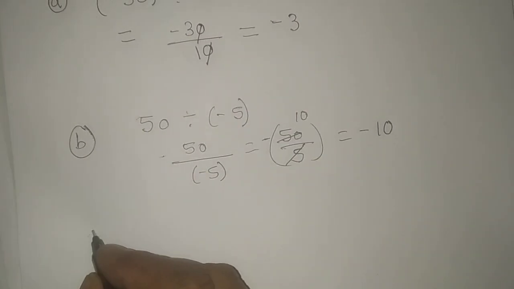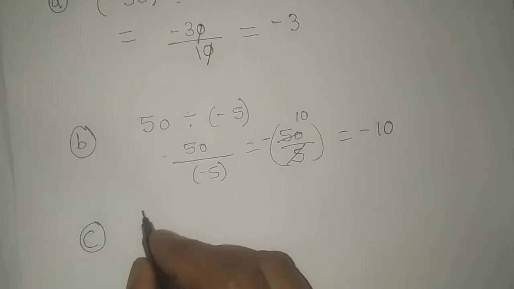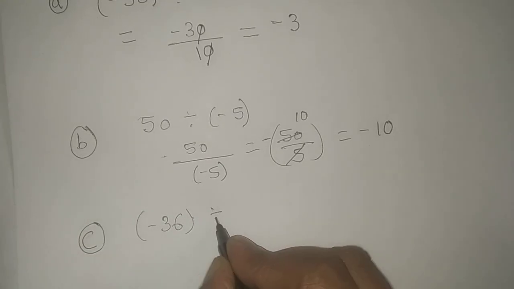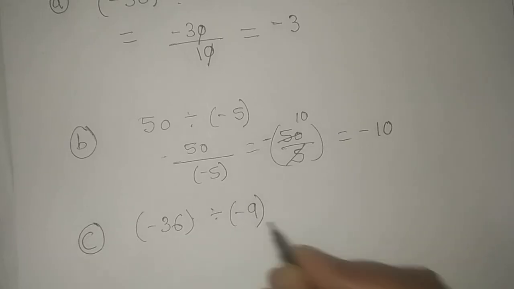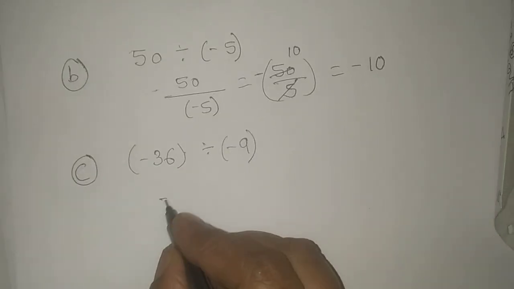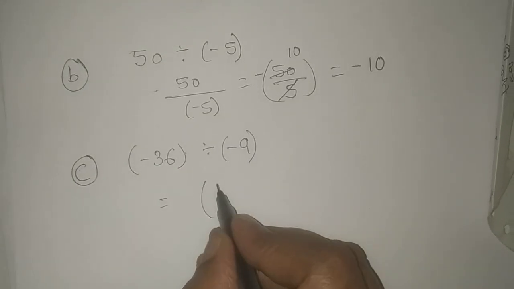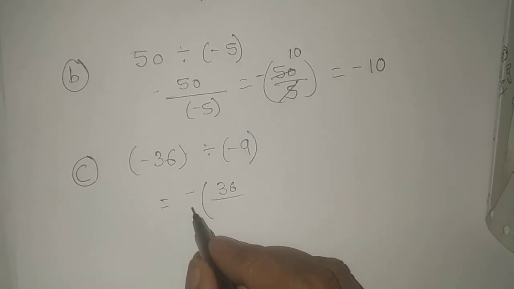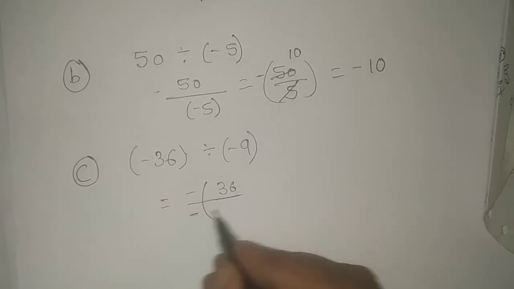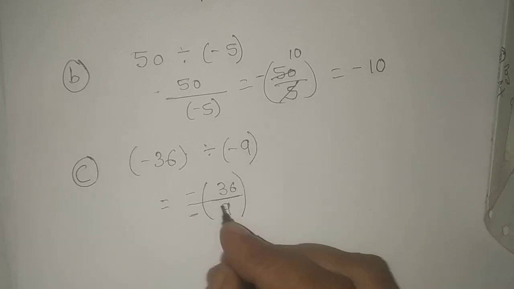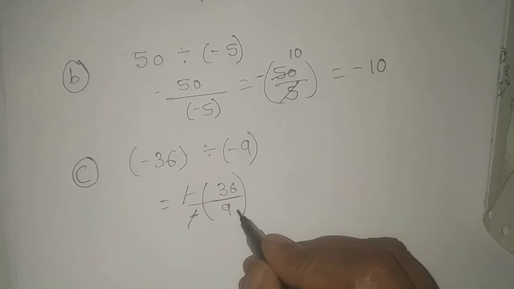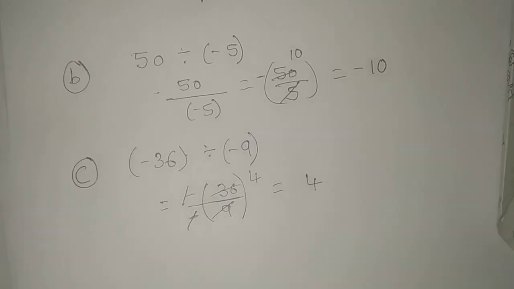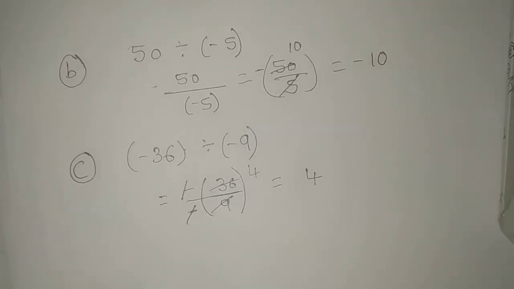Now C, minus 36 divided by minus 9. So you can write it like this, minus 36 and here minus 9. Minus minus cancel. 9 ones are 9, 9 fours are 36. So the answer will be plus 4.